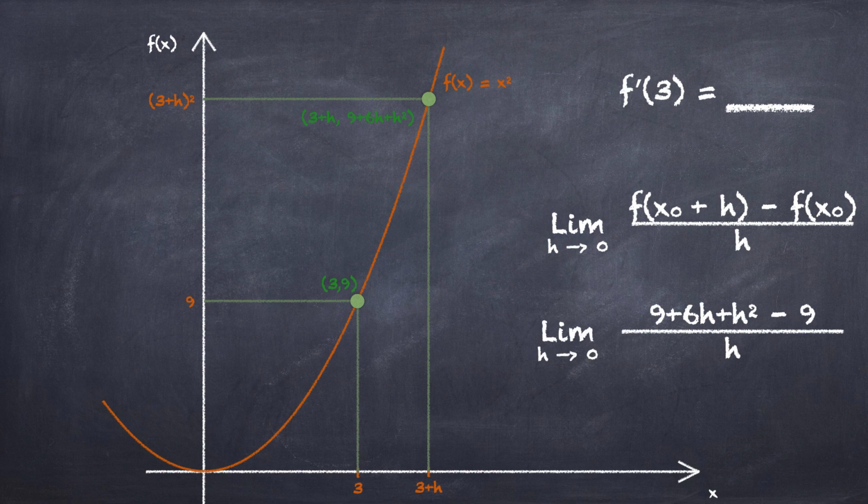And don't forget the limit. Well, in later examples, I will get rid of the limit. We just have to remember to put it back in afterwards. Okay, so let's simplify this. 9 and 9 cancel, and this is our equation now.